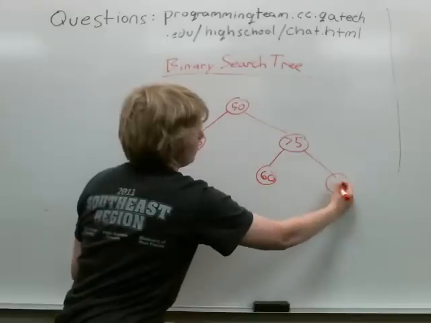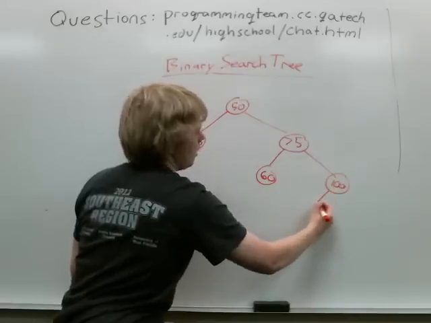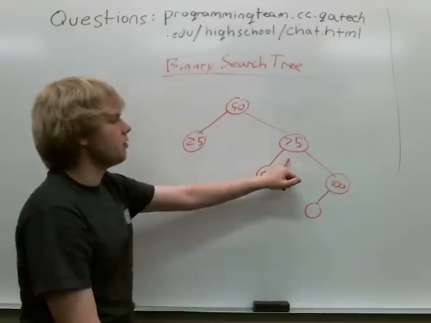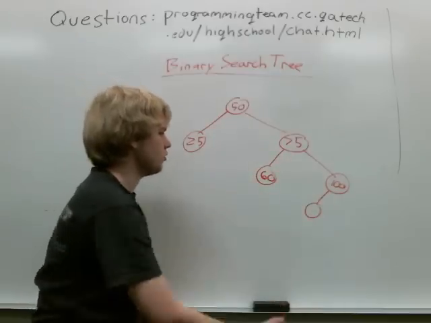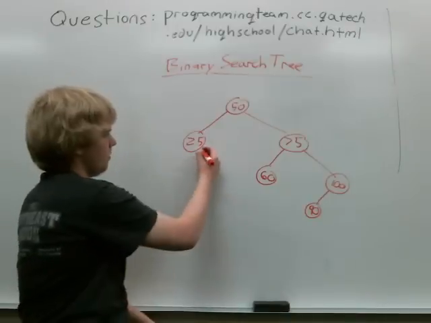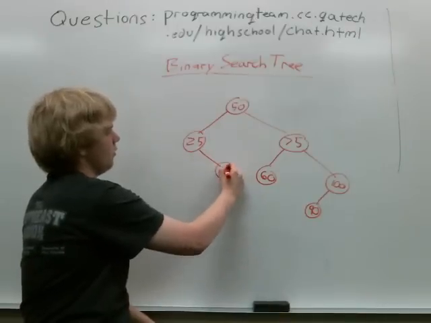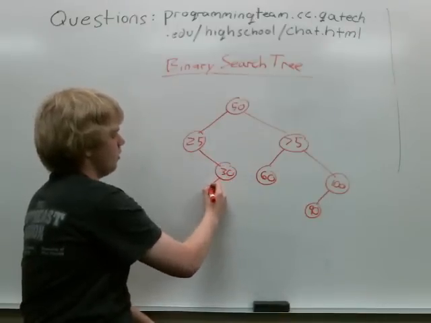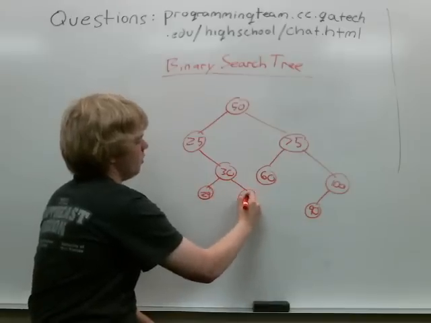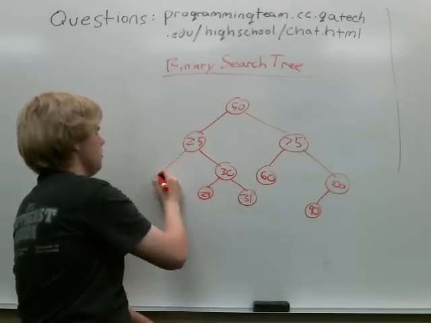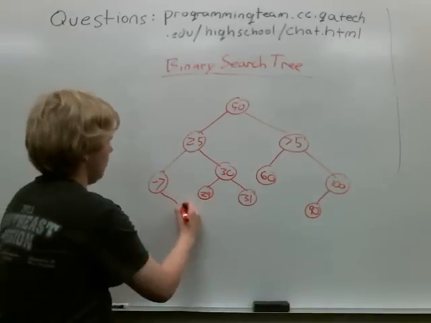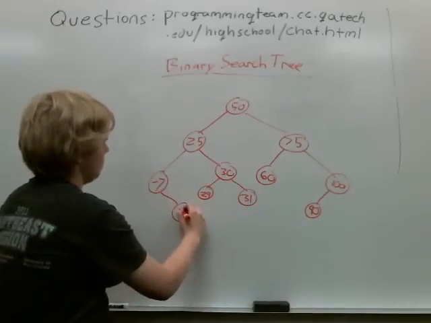And then here, just 100, maybe here. This one would have to be larger than 50, larger than 75, and less than 100. So 90. Okay? Maybe over here, put 30, then 29, 31. Maybe we'll put negative 7 over here. Then maybe we'll put 10.